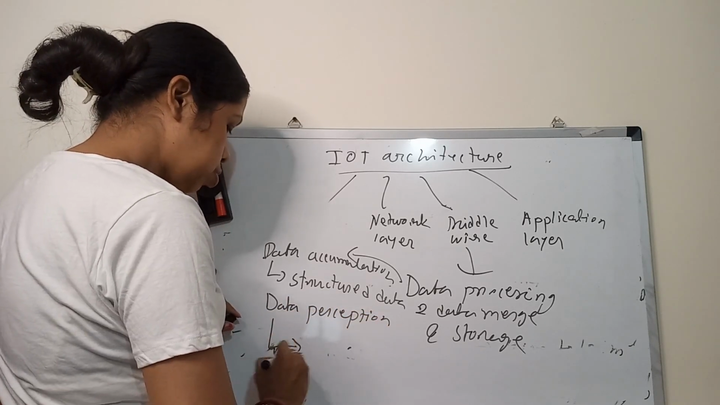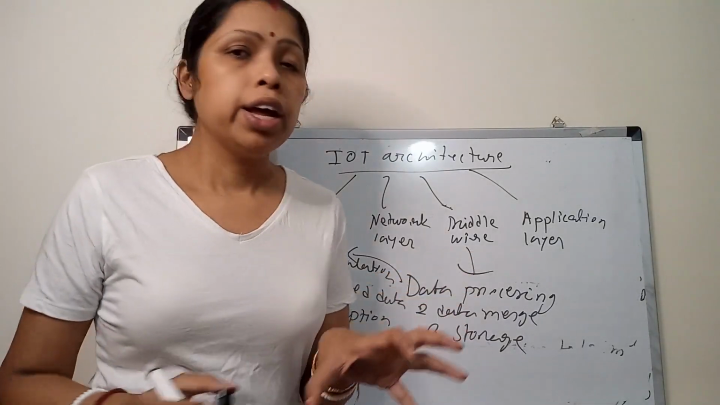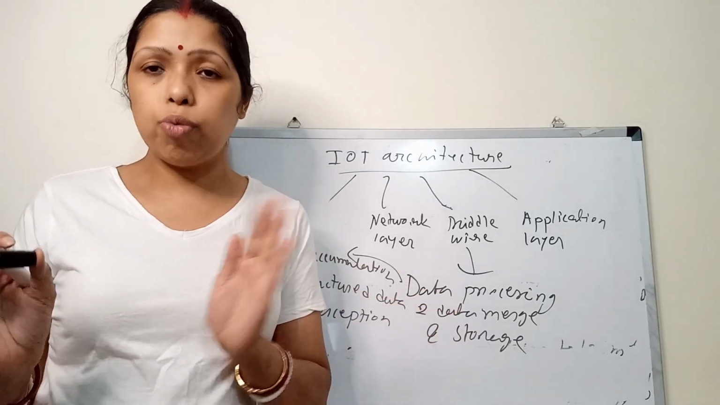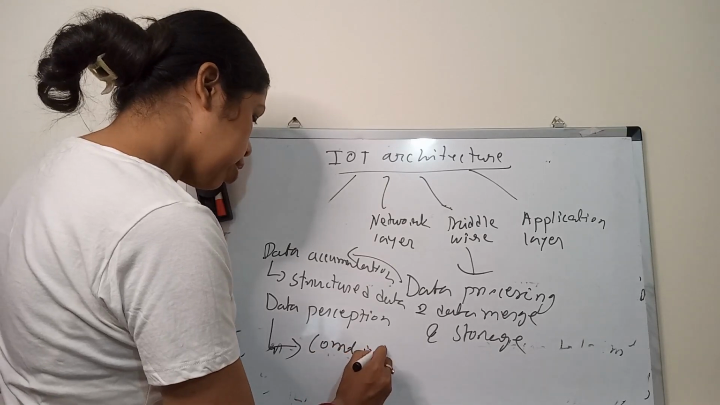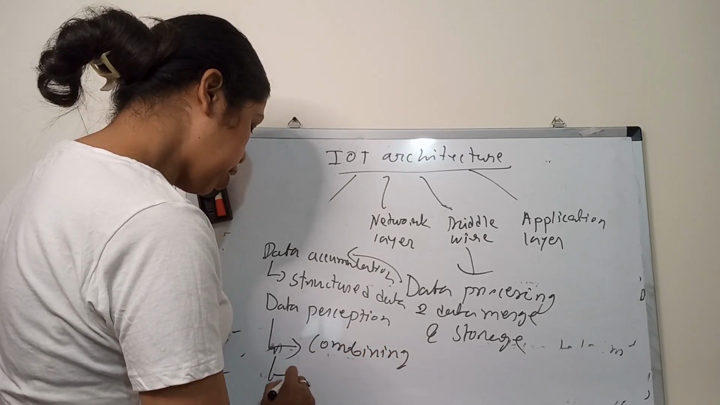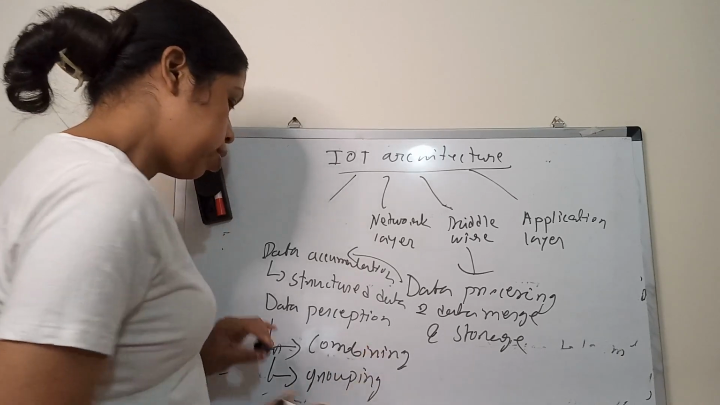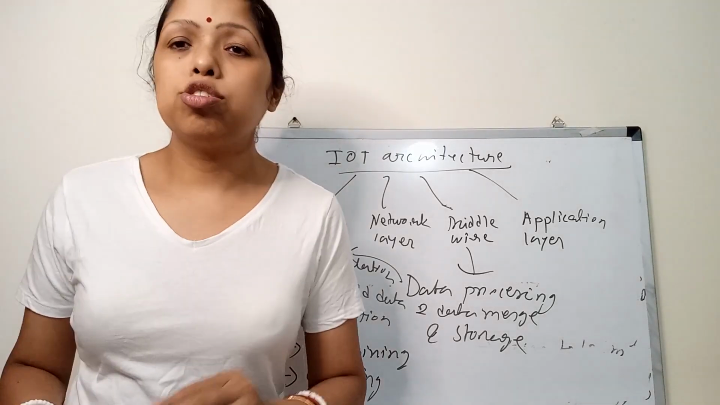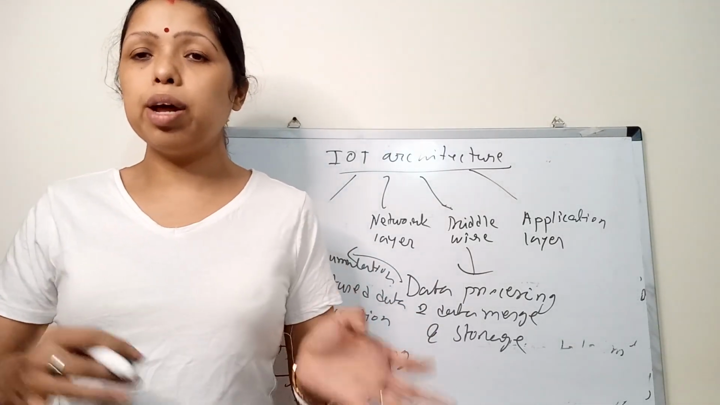In this data perception, you can group all the different structured data in one place. Okay, grouping and combining can be done by the data perception layer. So these two things, combining and grouping, can be done by the data perception layer. So combining different kinds of structured data or grouping different kinds of structured data in one place.